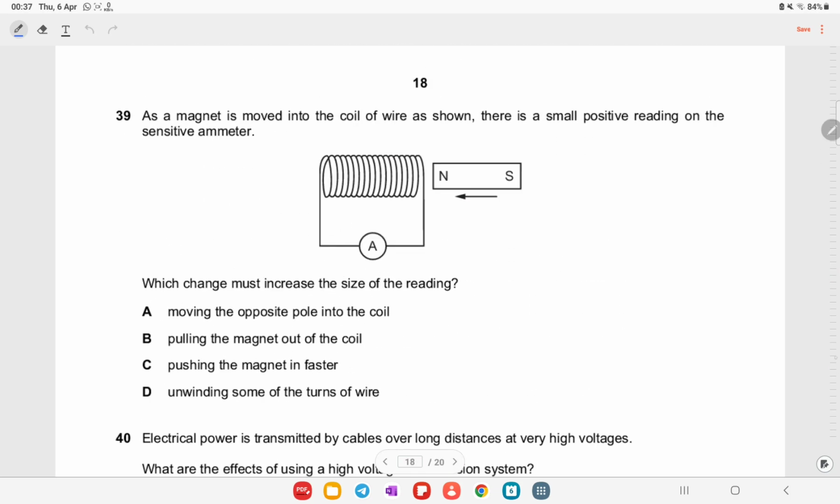Okay, moving to the next question, and it states that as the magnet is moved into a coil of wire as shown, there is a small positive reading on the sensitive ammeter. So obviously this is a Lenz's law question, and it asks which change must increase the size of the reading. Moving the opposite pole, pulling the magnet out of the coil, no. Pushing the magnet faster seems to be right. Unwinding some of the turns, no. So option C is going to be your right answer in this scenario.